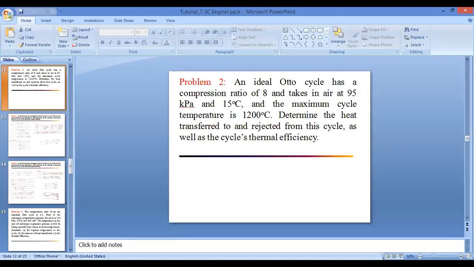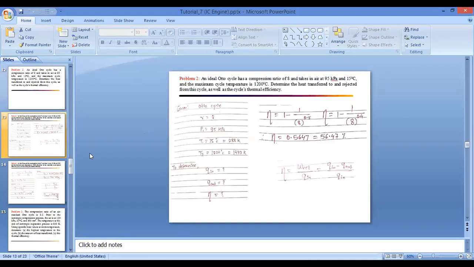So let us understand what are the things which are given. Compression ratio is given, that is R, which is equal to 8. Initial pressure and temperature, that is P1 and T1, are given, and the maximum cycle temperature is given, which is 1200. So let us understand what is the maximum cycle temperature, and the cycle is again the Otto cycle.